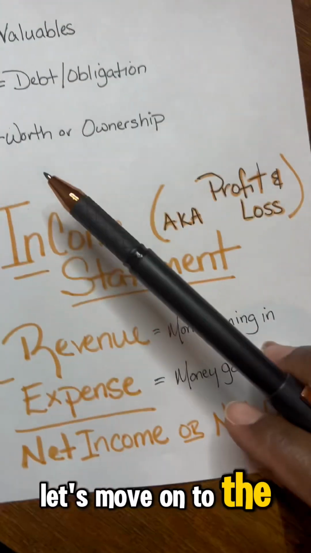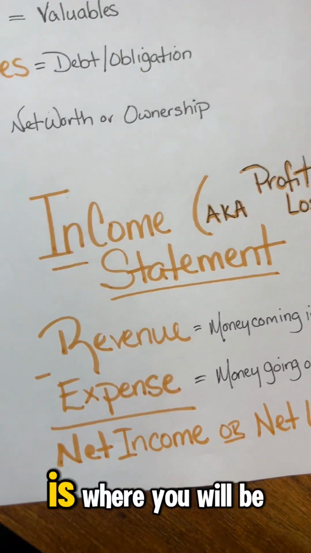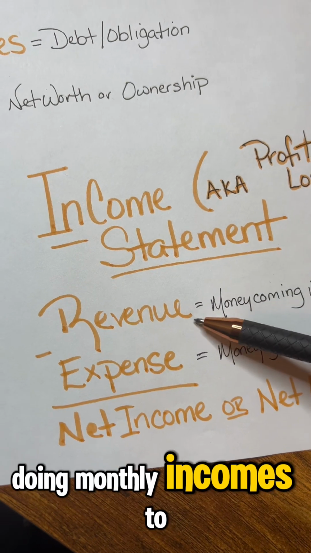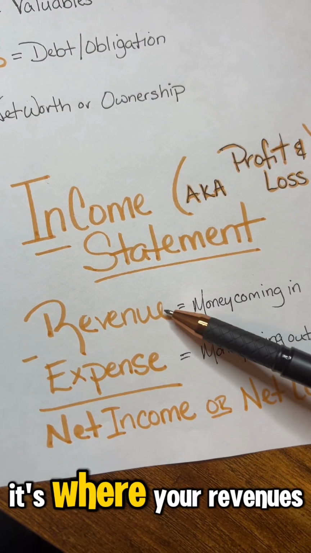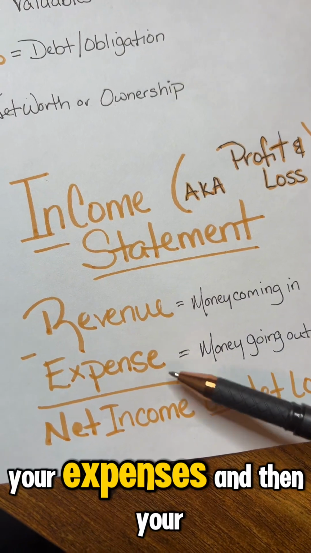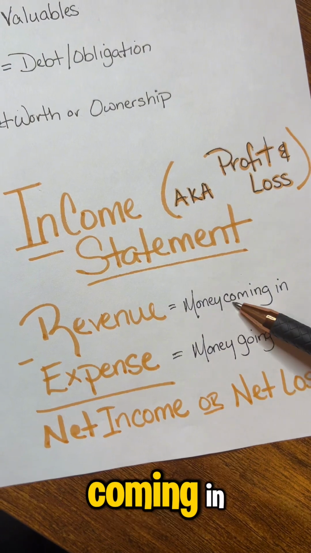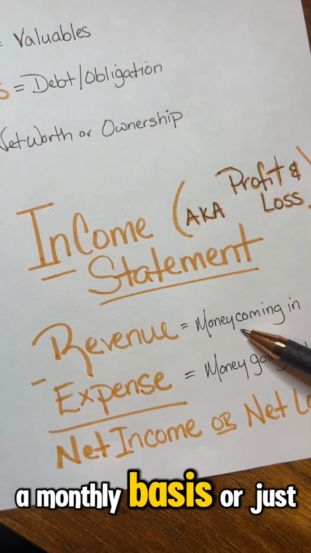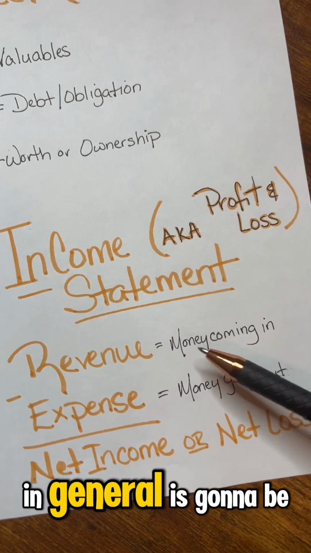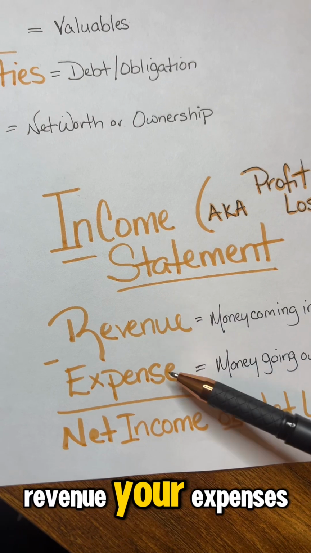Okay, let's move on to the income statement. So your income statement, which is also known as a profit and loss, is where you will be doing monthly income statement. We'll also look at it on a yearly basis. It's where your revenues, your expenses, and then your net income are calculated. So your revenue is money coming in. So anywhere that you receive money coming in on a monthly basis or just in general is going to be considered a revenue. You're going to subtract from your revenue your expenses.